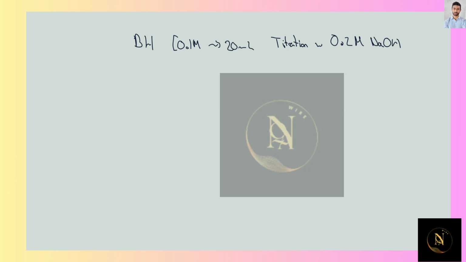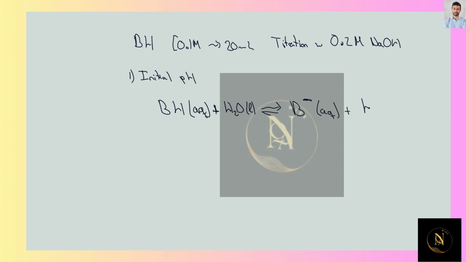So the first question is the initial pH of the solution. In order to know that, we need to take barbituric acid in aqueous solution plus water, which is liquid and thus a pure substance. This is going to be in equilibrium with the associated anion in aqueous solution plus hydronium ion, also in aqueous solution.